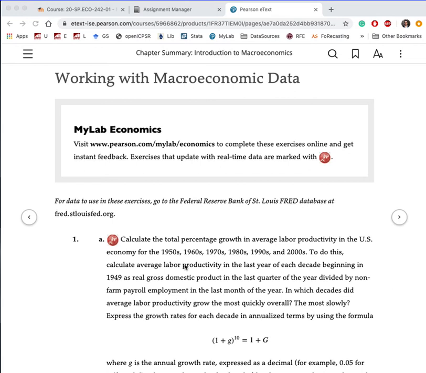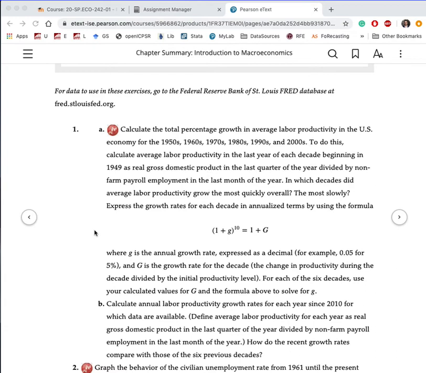In this question, we are going to compute average labor productivity for the end of each decade, and then using these numbers we're going to compute the growth rate of average labor productivity over each decade, and then using these growth rates we are going to compute annualized growth rates of average labor productivity.